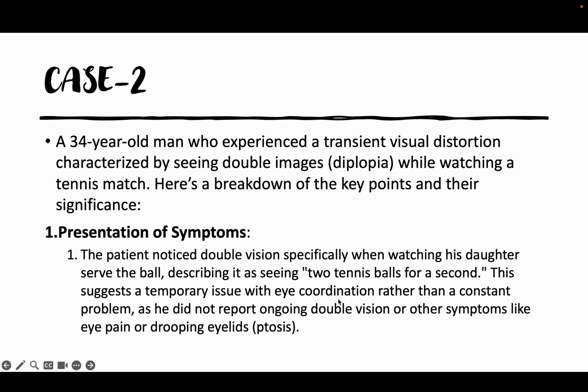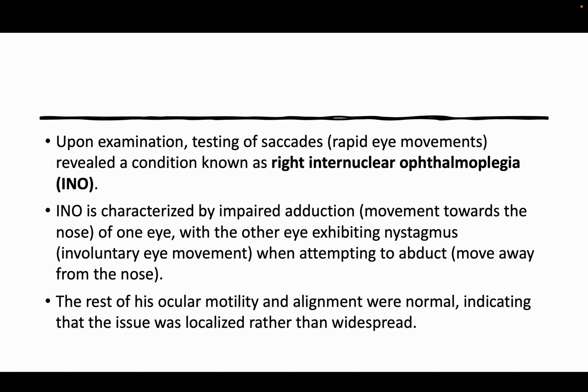He only observes it when she is serving, not routinely. Routine diplopia is not there. Only when she is serving the ball is he seeing two tennis balls. He doesn't have any symptoms of eye pain or drooping of the eyelids, and routine double vision is also not there. So based on this symptomatology, only when she is serving the tennis ball does he have diplopia. So what might be the cause?